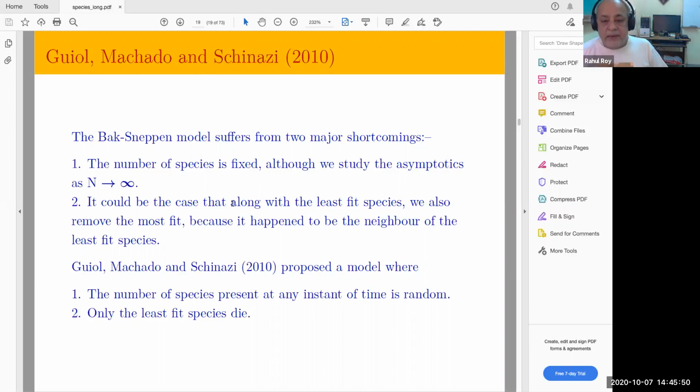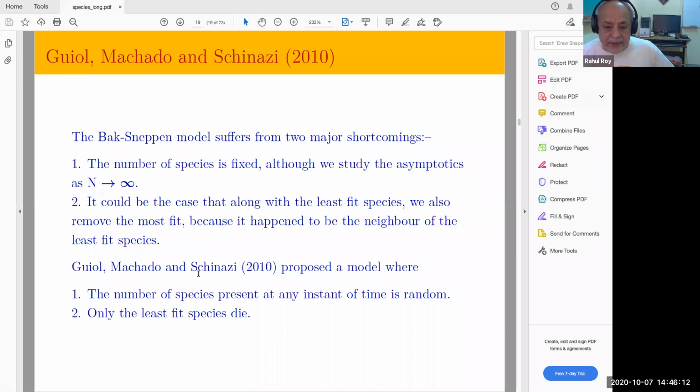Also, it could be the case that along with the least fit species, we also remove the most fit, because it happened to be the neighbor of the least fit species. In fact, this is the example which I gave you after the first change. The species with the maximum fitness is also changed. Okay.